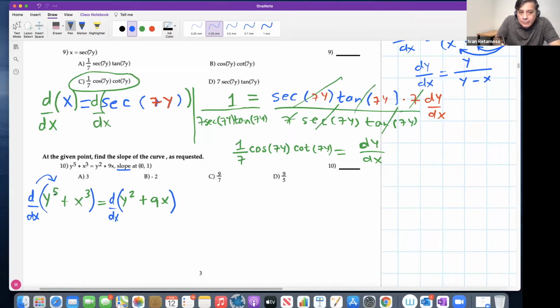Derivative of y to the 5th power, so 5y to the 4th power, the derivative that comes to mind. Yeah, question, any comments, Sarah? 12 instead.